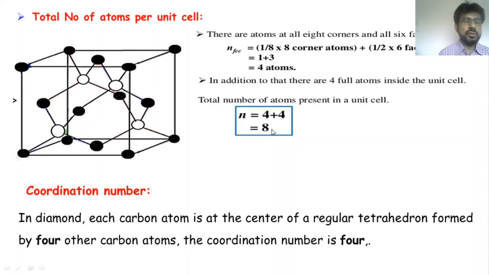Now we can see the coordination number. We have already defined the coordination number. Now here, if these 4 atoms form the tetrahedral voids, then the 4 carbon atoms get surrounded by this single carbon atom. So we can say that the coordination number is 4. So the diamond structure has the coordination number 4.